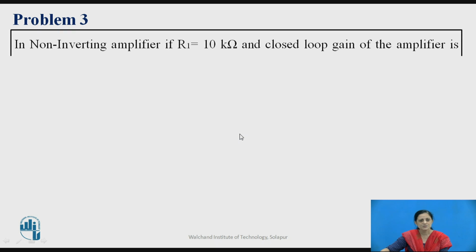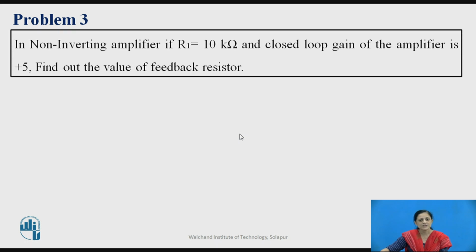Now, let us discuss problem number 3. In a non-inverting amplifier, if R1 equal to 10 kilo ohm and the closed loop gain of the amplifier is plus 5, find out the value of the feedback resistor. Here the gain of the amplifier is given, the non-inverting mode is also given, with one resistor value, the input resistor equal to 10 kilo ohm, mentioned. Now, we have to find out the feedback resistor value RF.